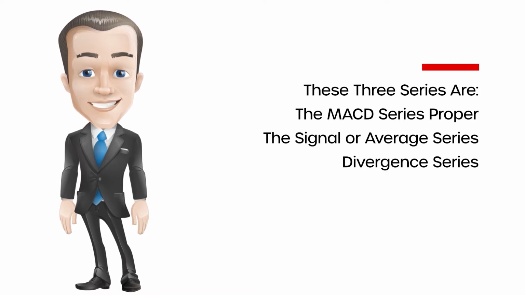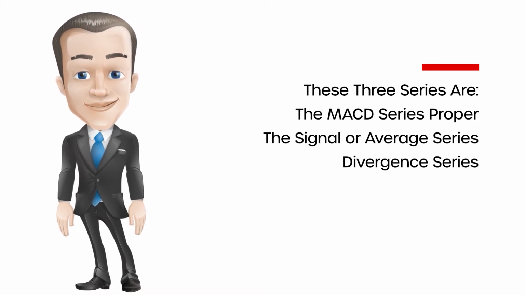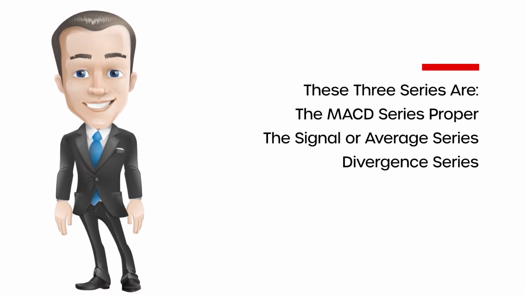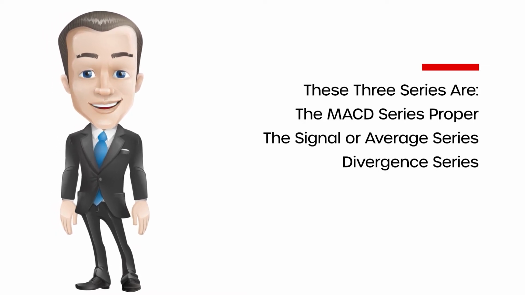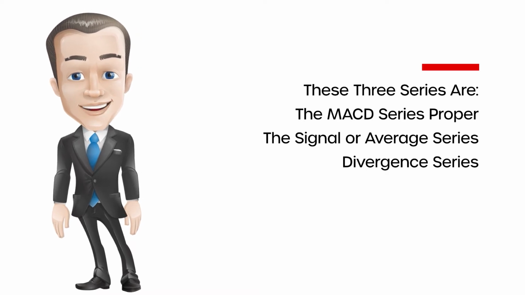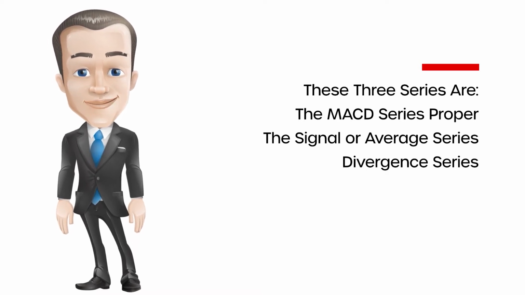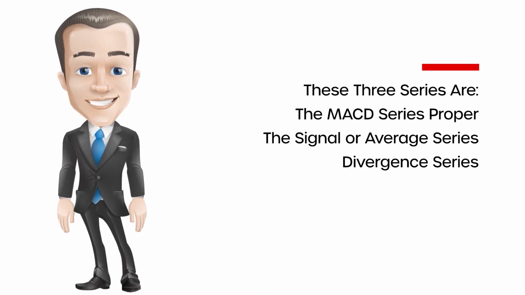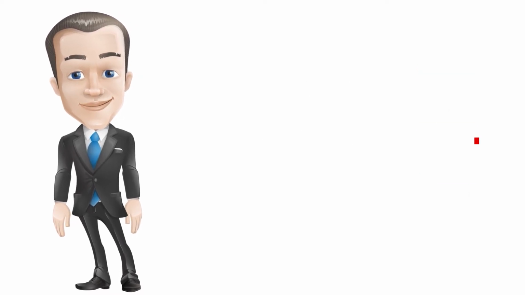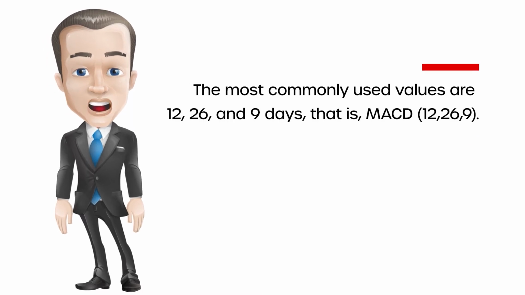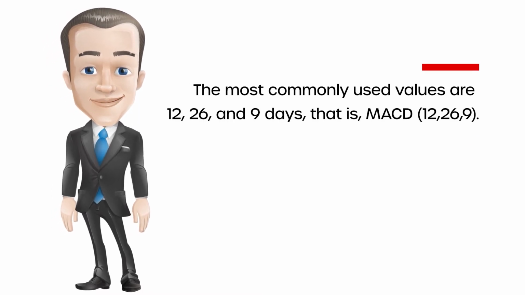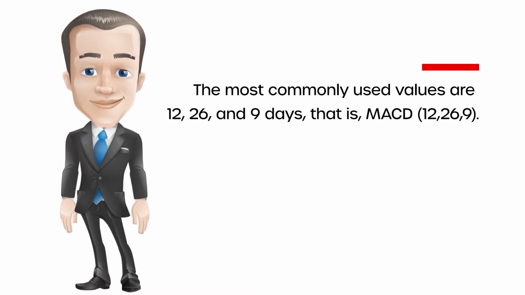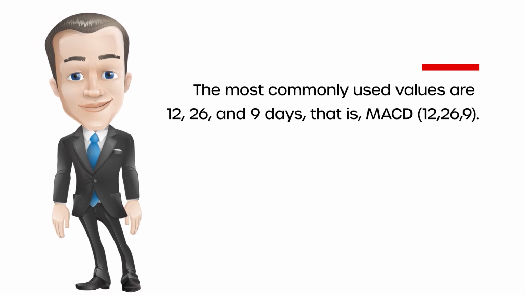Number two, the signal or average series. The average series is an EMA of the MACD series itself. Number three, the divergence series. The divergence series is the difference between the MACD series proper and the average series. The MACD indicator thus depends on three time parameters, namely the time constants of three EMAs.